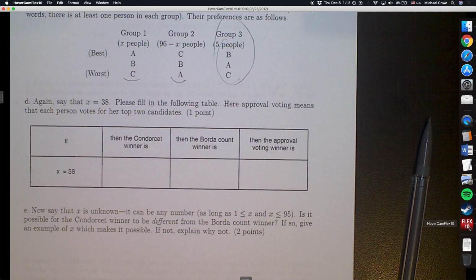All right. If X is 38, so let's see. This is 96 minus X? That's CBA. Then 5 is BAC. If X is 38, this is 58.